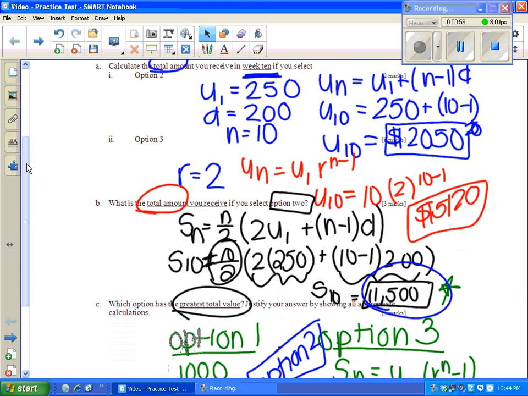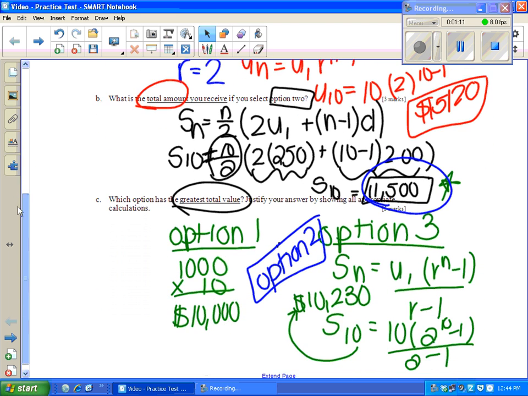Part B then really did want the total amount you receive when you select option 2. It didn't say in a specific week, it just said total amount. So I knew I'd use the sum formula, which you can see right here, S sub n. So I substituted in all my known information, and the total amount after 10 weeks for option 2 is 11,500.